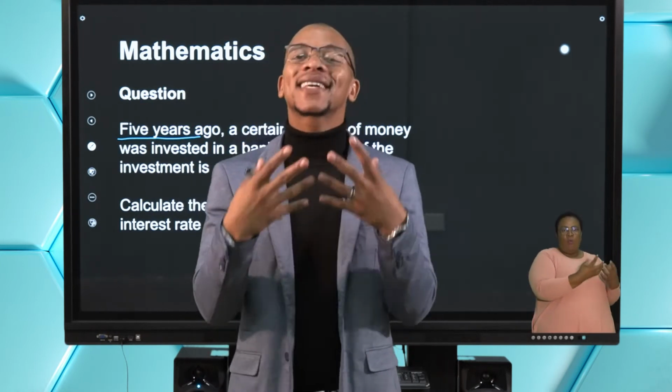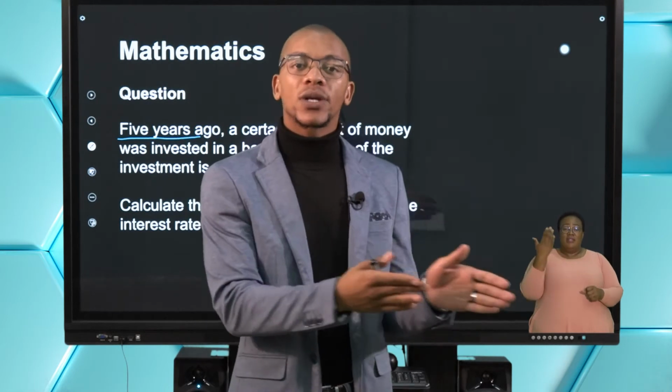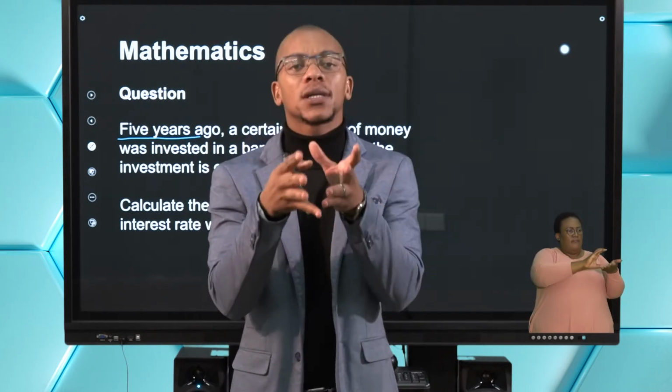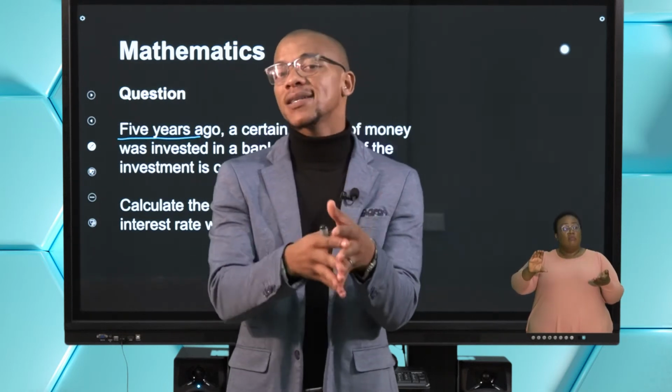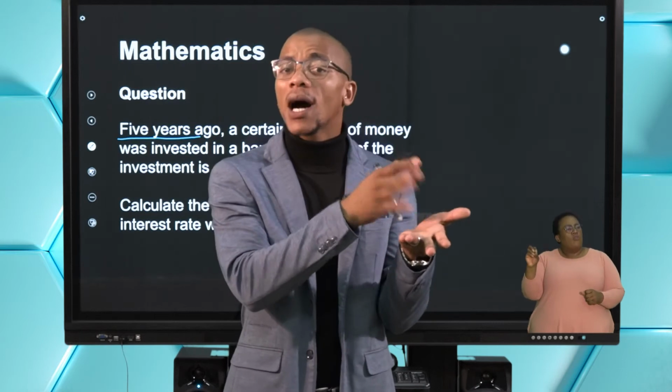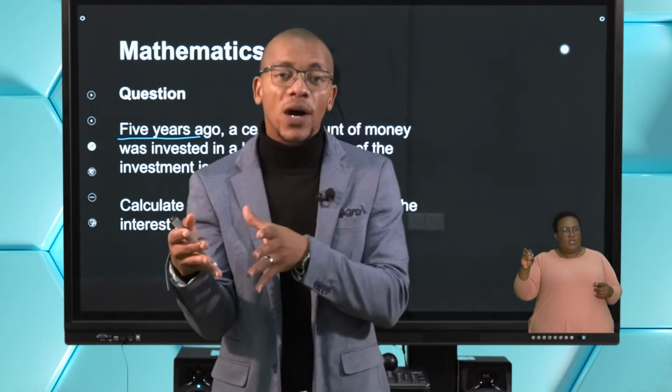So the keywords here are 5 years ago, meaning the duration of the investment was 5 years. So already we're thinking, okay, this was 5 years, right? And this investment, which we do not know how much we started it with, grew to be 200,000. So the value of A is 200,000.